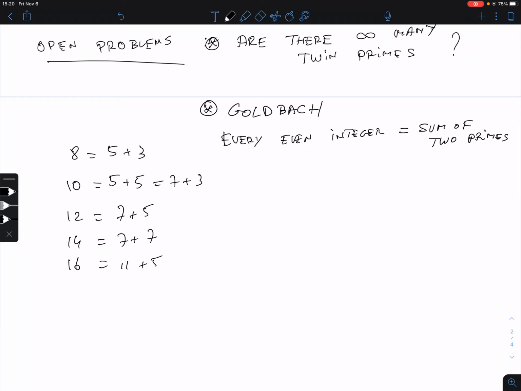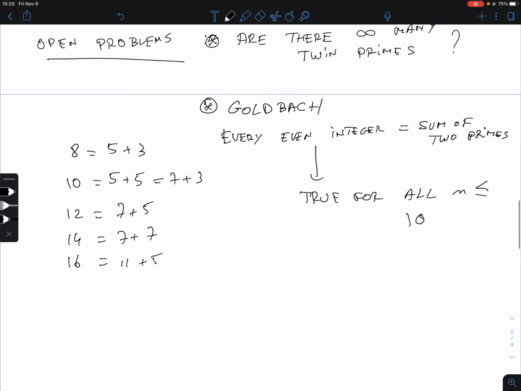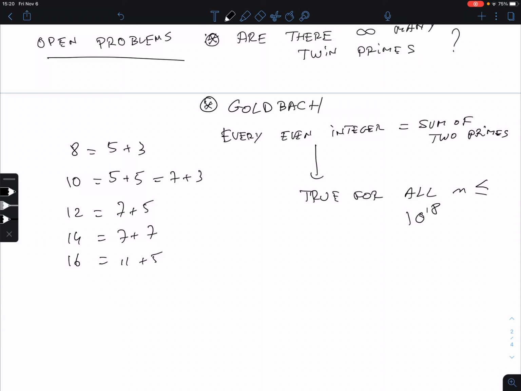As of to date, we have checked this for all n less than 10 to the 18. This is again about 10 years ago; the textbook is a little bit older, using an older version, so it is probably better now. But using computation, we have verified this for every even n that has 18 digits or less. We can find two primes that add up to that number. Quite remarkable.